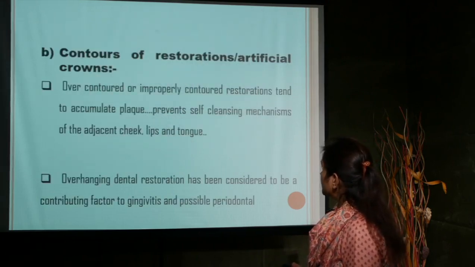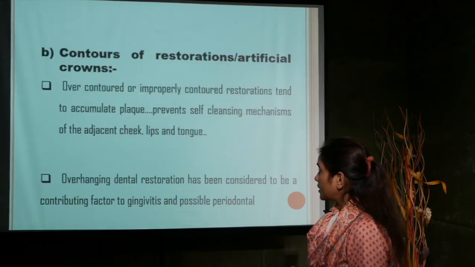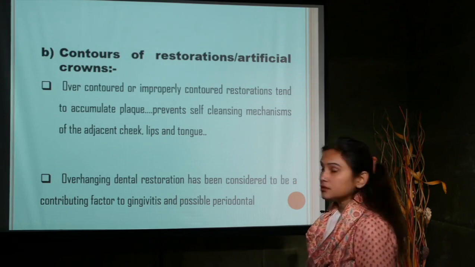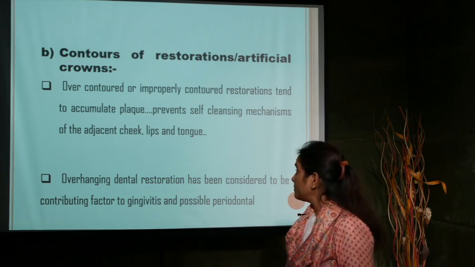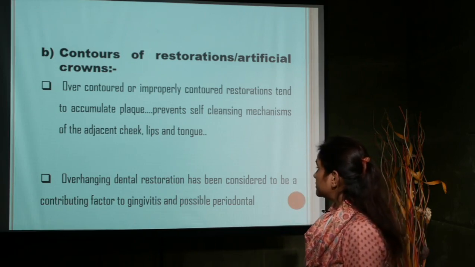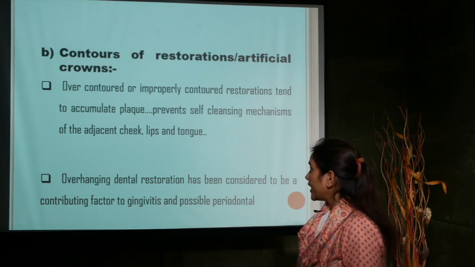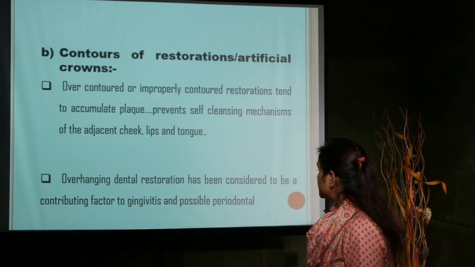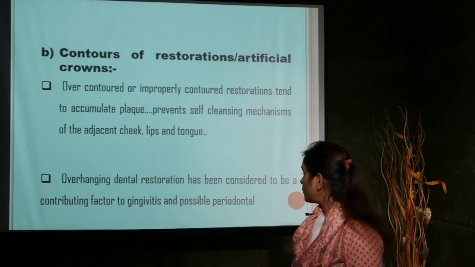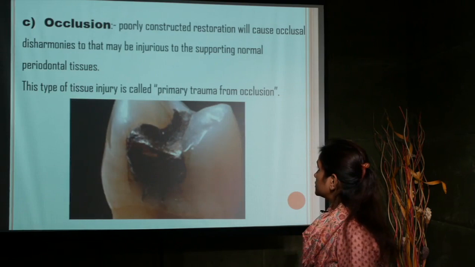Now, contour of restoration and artificial crowns. Over-contoured or improperly contoured restorations tend to accumulate plaque, as the area is not self-cleansable. Overhanging dental restorations are also considered a contributing factor to gingivitis and possible periodontal destruction.